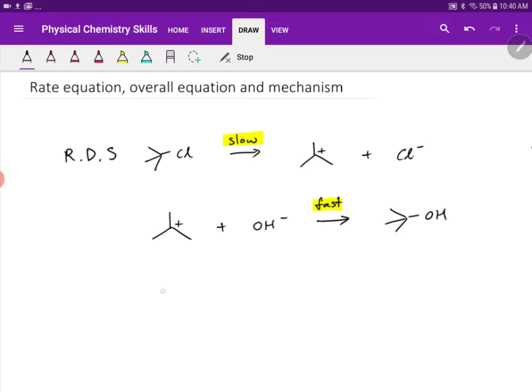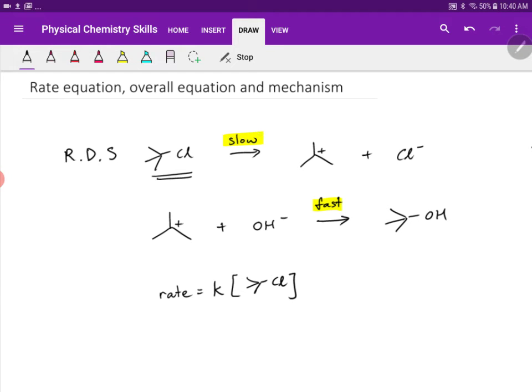So we typically write our rate as rate is equal to k times whatever we have on the reactant side of the slow step, which is this reagent. It is only first order with respect to this, and that is all we have for the rate equation. And then how do we get the overall equation?